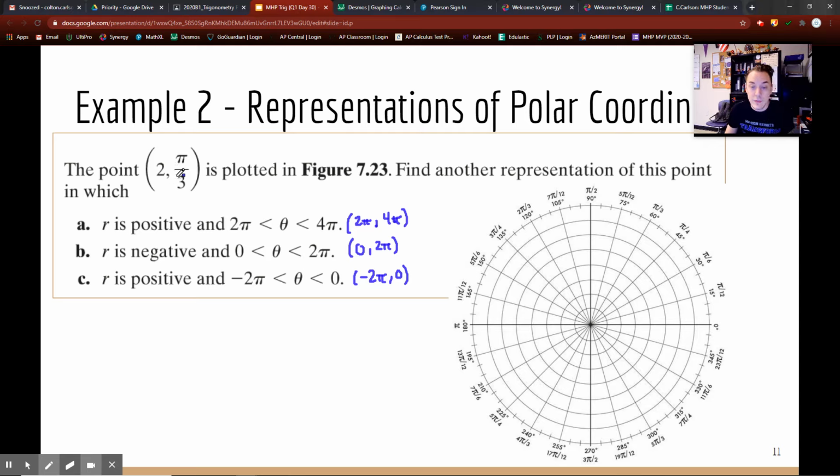I want to find different representations of this point, 2 pi over 3. So let's actually plot that point right now. So 2 pi over 3. Well, pi over 3 is right here, which is really, really great. And then let's just say that this is 1 again, and let's just say this is 2. So pi over 3 is going to be right here, and that's 2. So that is my point. So pi over 3, and it's in my circle of radius 2. Okay. So that's really what it is.